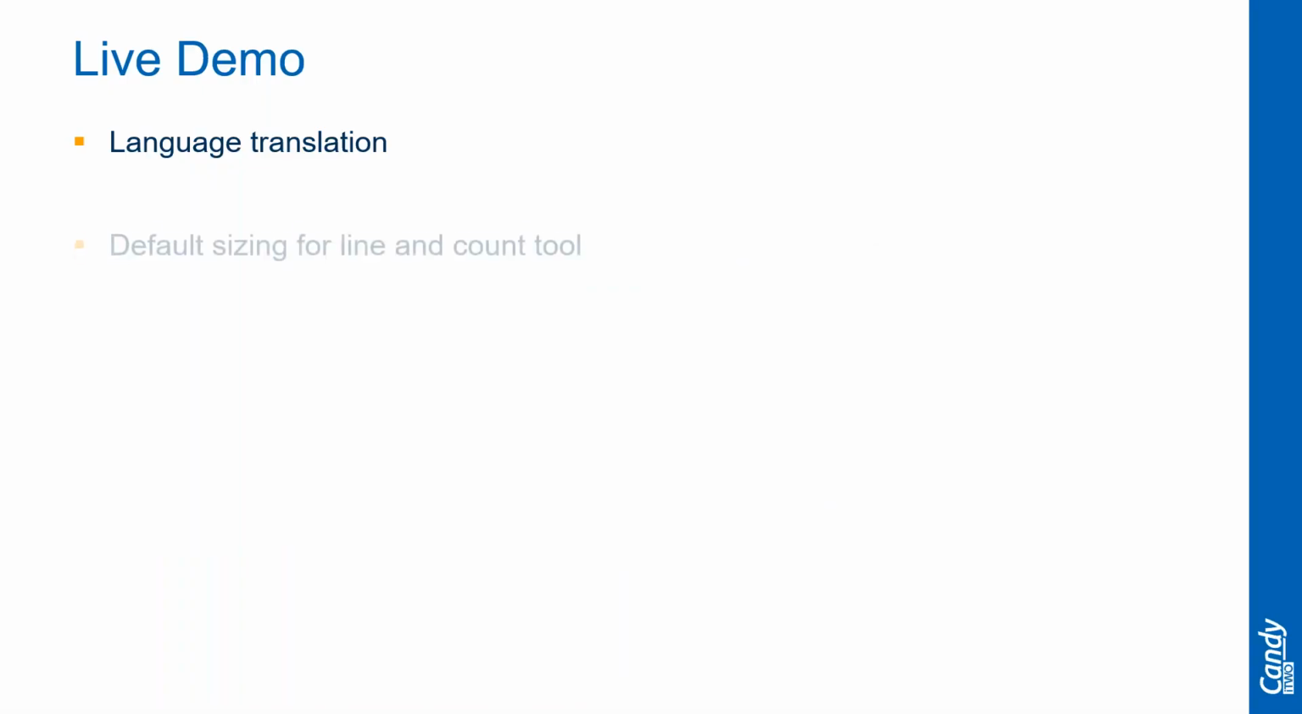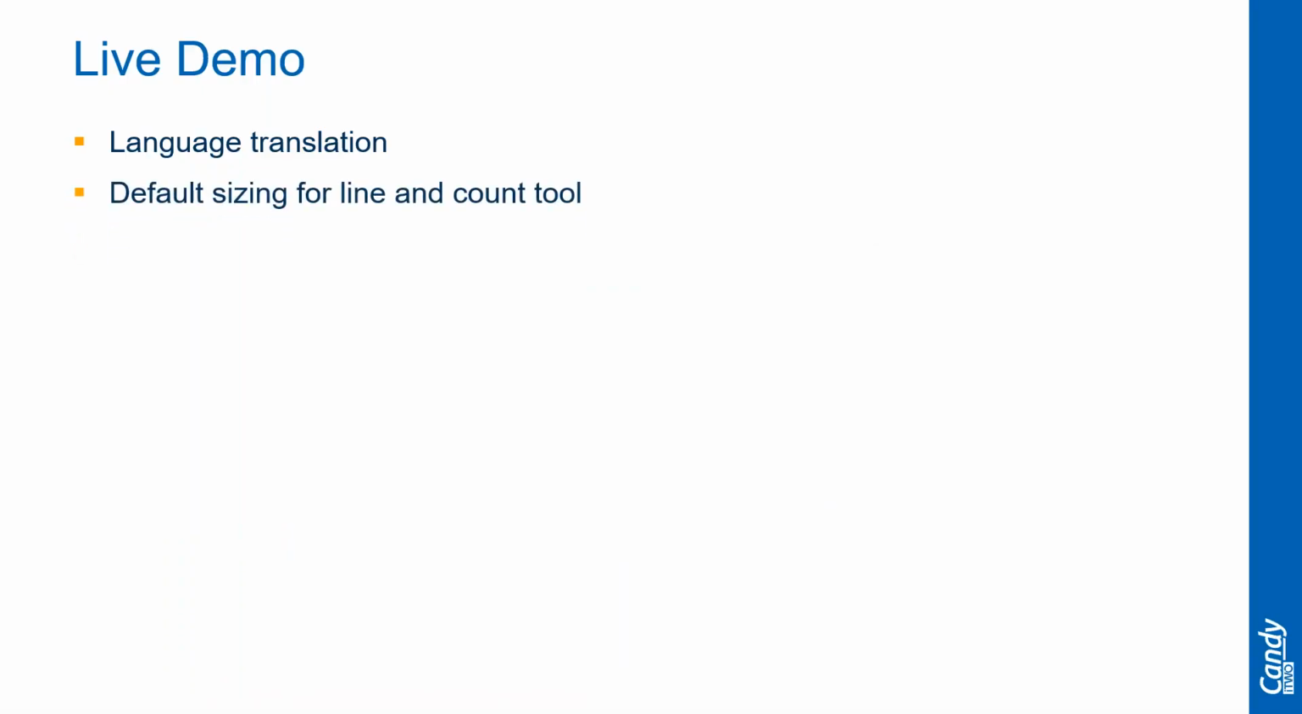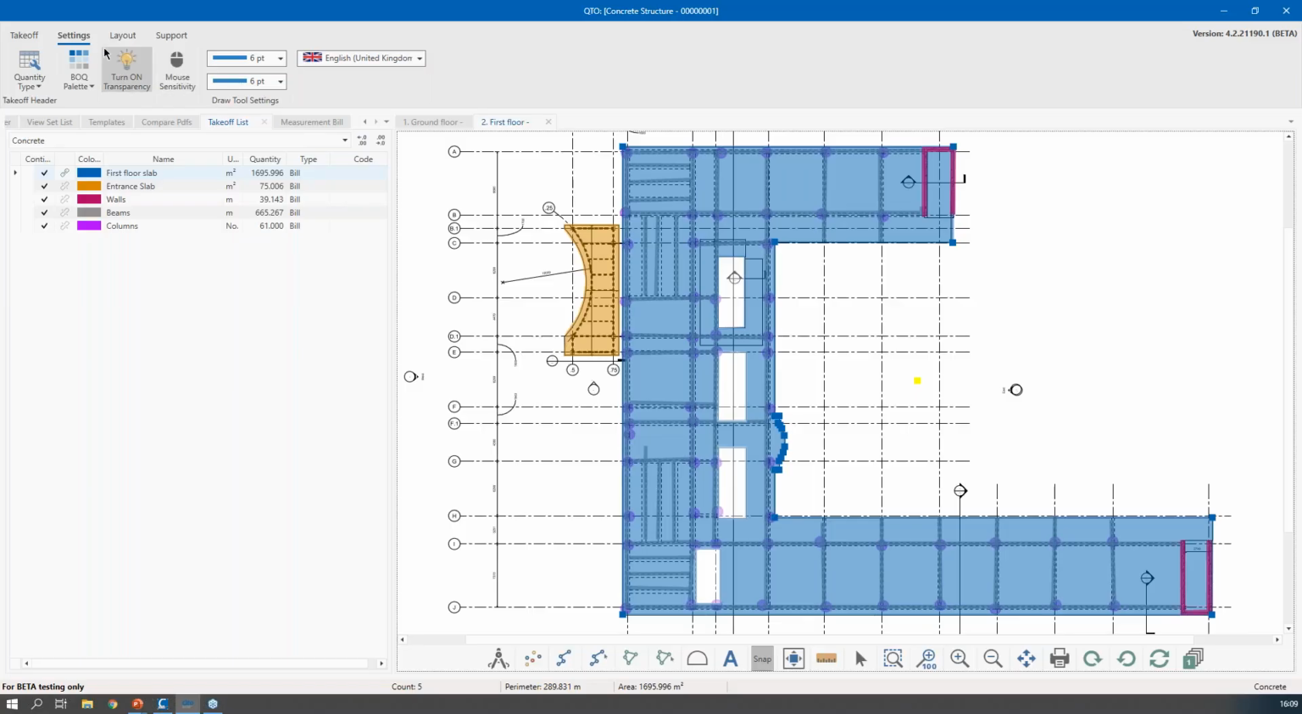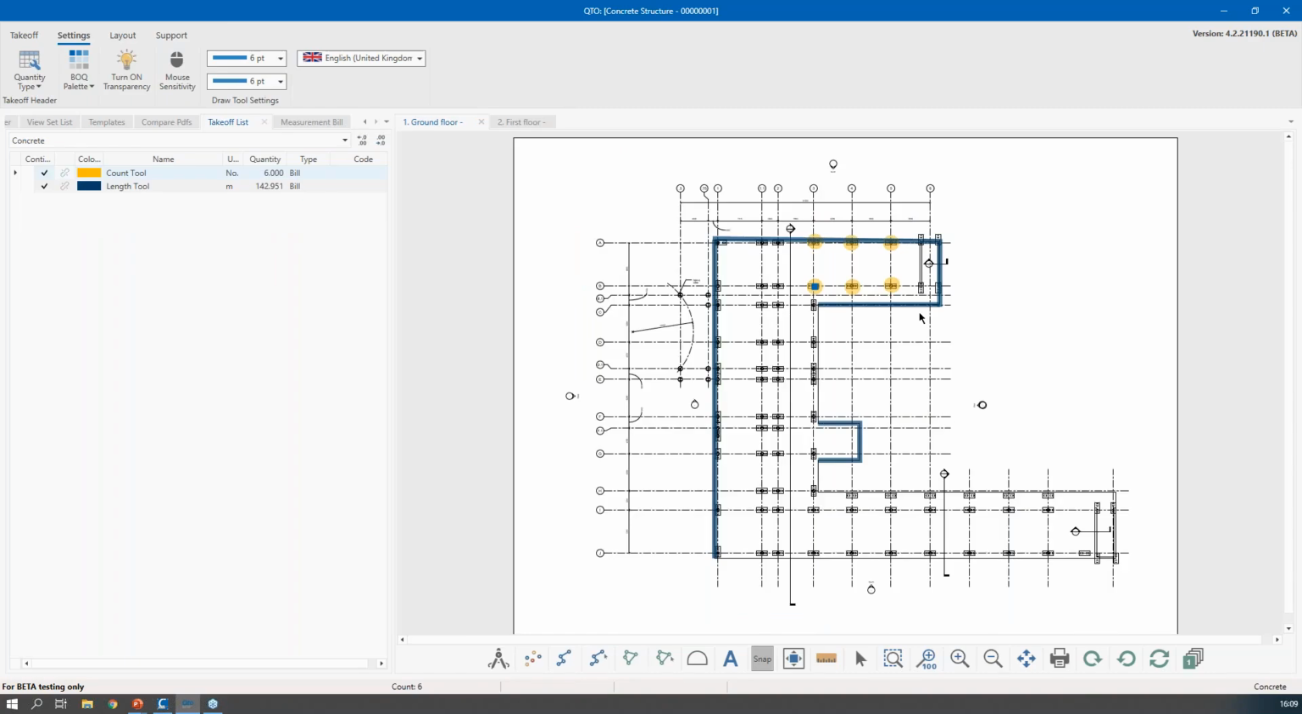Next, we have the default sizing for the line and count tool. Now, this is also very simple. If you go to your settings and you go to the drawing tool settings and you hover your mouse over this one, it will say line weight. And if you go to this one, it will say count weight. So that means that if I go to this drawing, for example, and I do a count tool, you'll notice the size is 6 pt, which corresponds with what I have there.